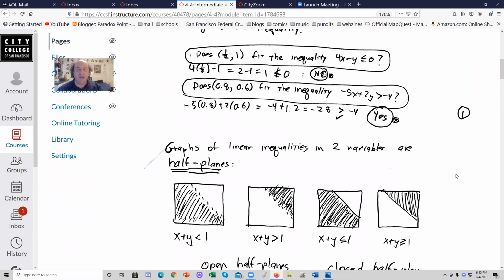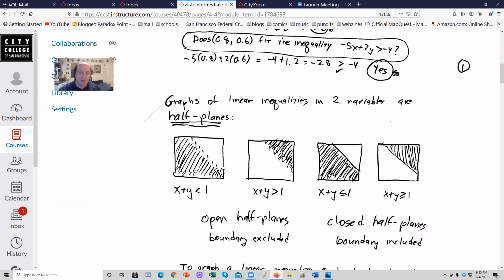When you graph a linear inequality in two variables, you get a half plane. For example, x plus y less than 1. Here, the dotted line is the line x plus y equals 1. And x plus y less than 1 is everything below and left of this line. X plus y greater than 1 has the same boundary, and it's the other half of the plane.